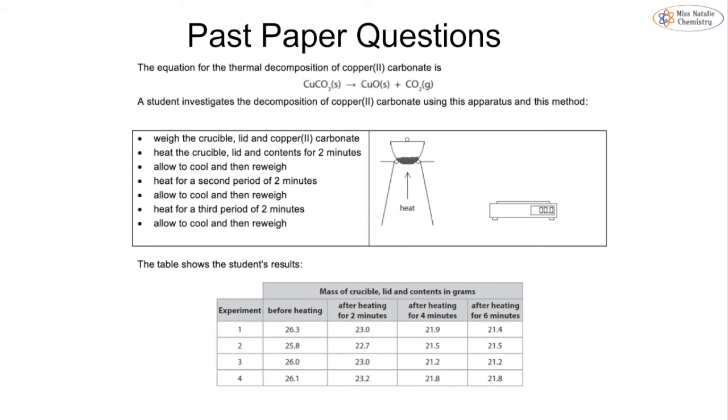The student is investigating this decomposition using this apparatus and method. So we are weighing the crucible and our copper carbonate, we're heating it and weighing it again, heating it, weighing it again, and continuing to do this and recording for each of our experiments what our masses are. And you can see that we have this table at the bottom here. So we start, for example, in experiment 1 at 26.3 and we end at 21.4 after 6 minutes. And we do the same thing 4 times.